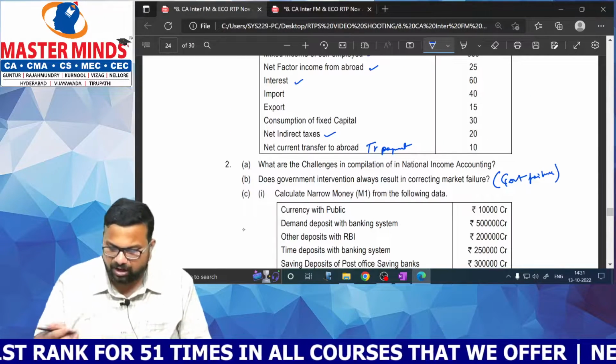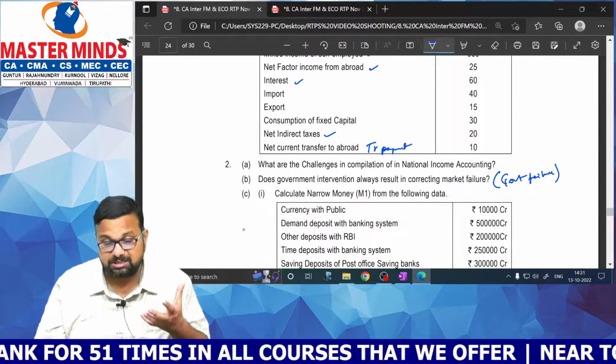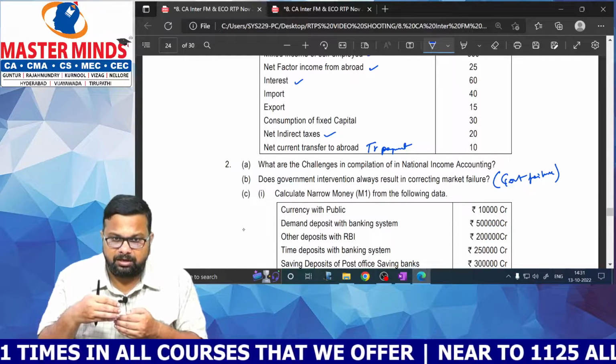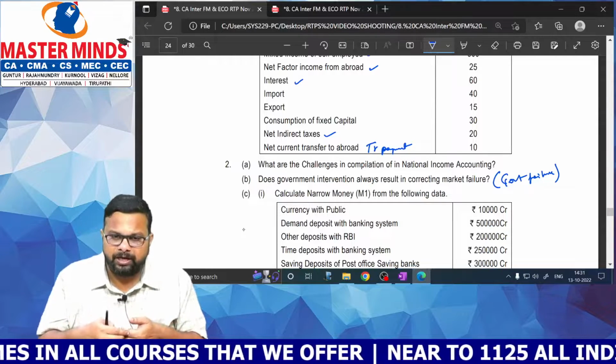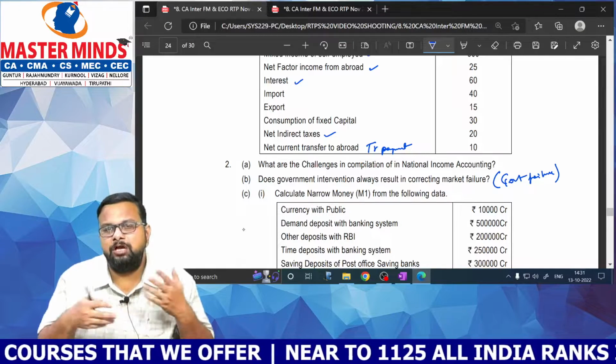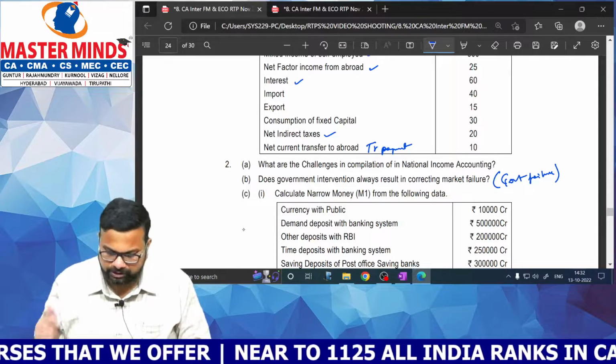Okay, so basically what the meaning of the question is: whether government will always solve the problems, if not, what? Sometimes instead of solving a problem, government may create a new problem. That is called government failure.